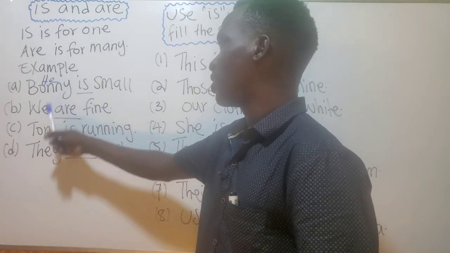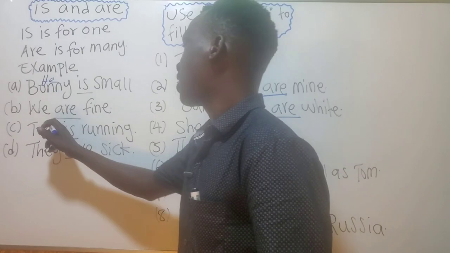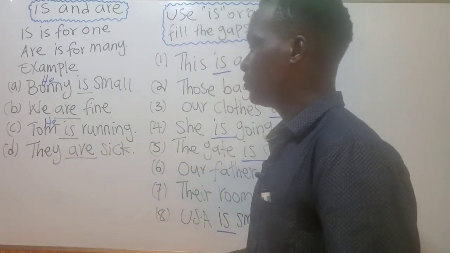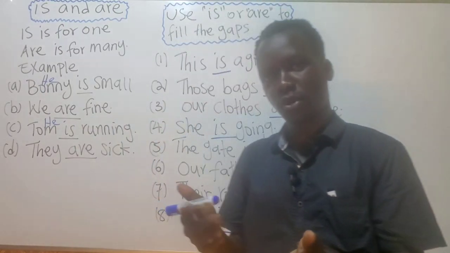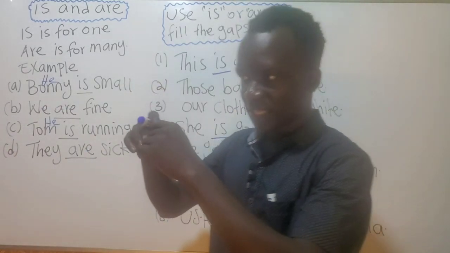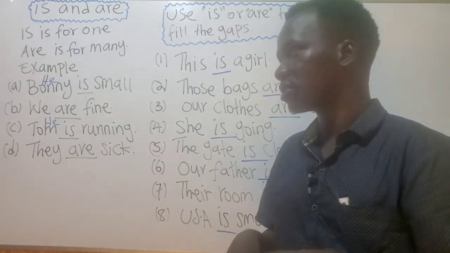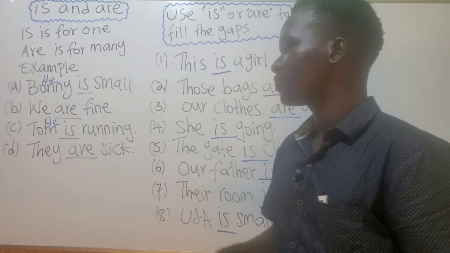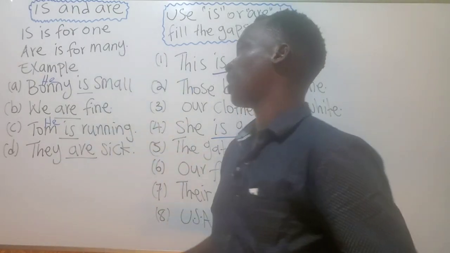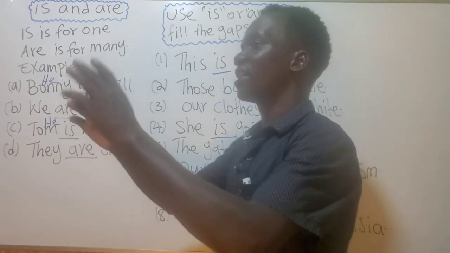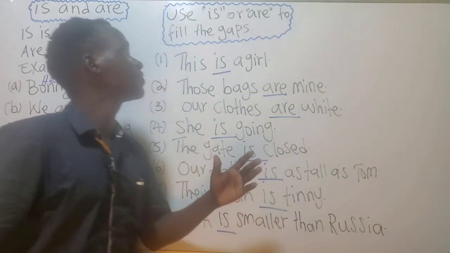Tom, this is the same. Tom is running, okay? Tom is also he, a boy. They are sick. They is a group of people that is not your team. Another group of people is they, but your team, the group which you are inclusive, it is we, okay? This one is they, third person plural, okay? They are sick.